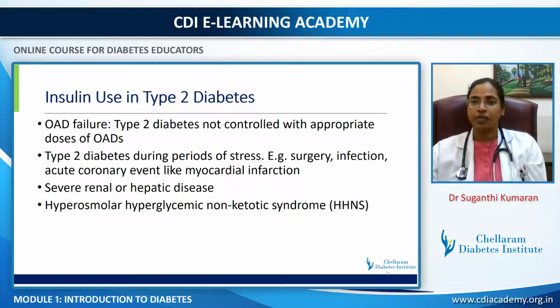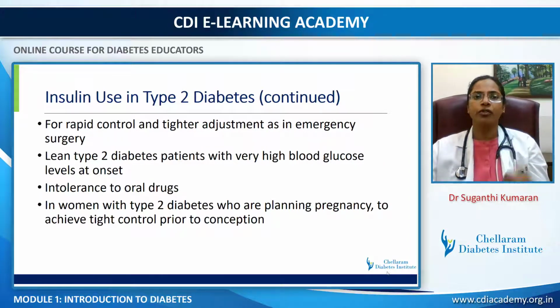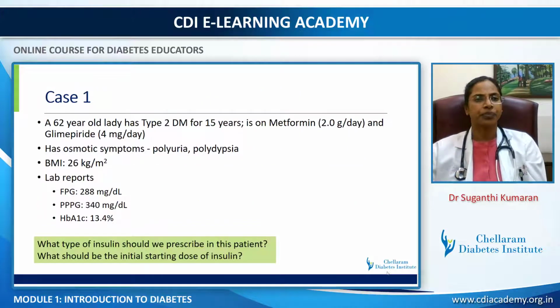In complications of diabetes like hyperosmolar hyperglycemic non-ketotic syndrome, again we consider giving insulin. So why do we consider insulin? As I mentioned earlier, for rapid control and tighter adjustment in emergency surgeries. In lean type 2 diabetic patients, again we consider giving them insulin because they are already in the catabolic state. Also in intolerance to oral drugs. In women with type 2 diabetes who are planning to get pregnant, we prefer insulin for both tighter control prior to conception and also, as we know, insulin is safe during pregnancy.